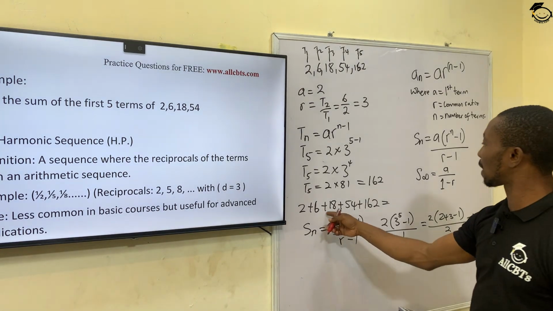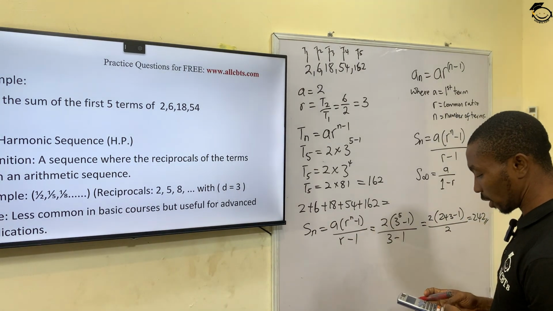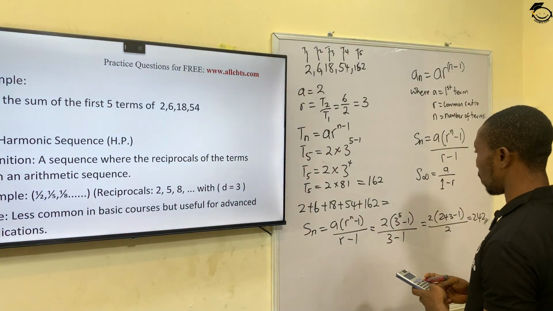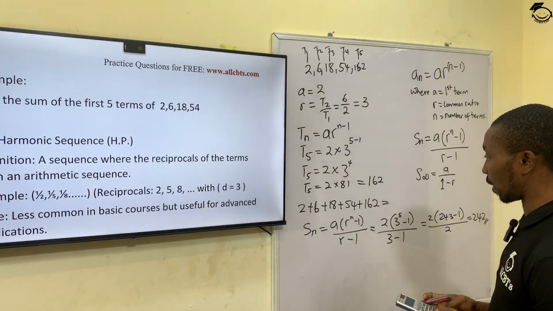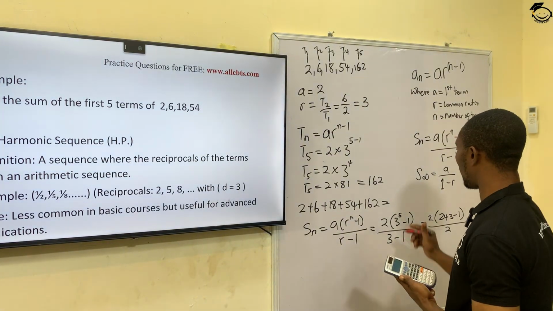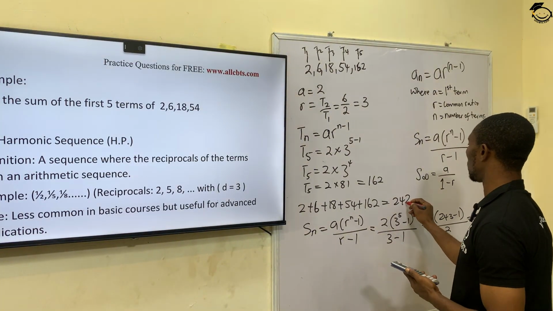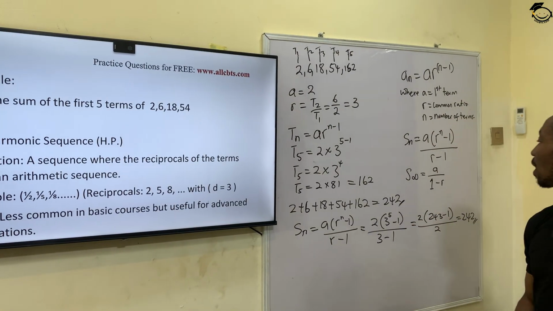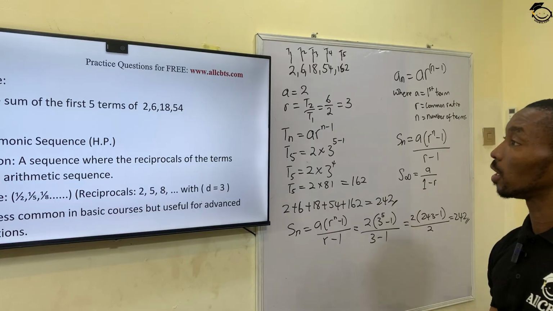All right, so let's add this up to see if we have 162 plus 54 plus 18 plus 6 plus 2, we are having it as 242. So we can see either way we have our answer as 242.